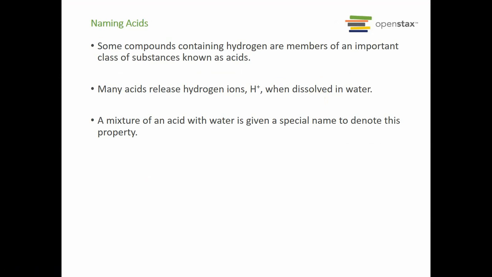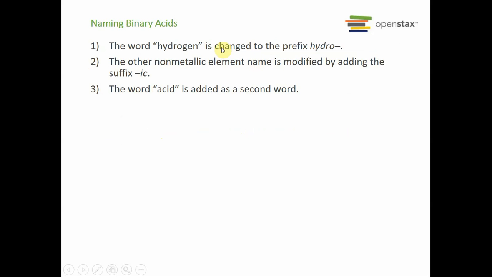Alright. Some compounds containing hydrogen are members of an important class of substances known as acids. Many acids release hydrogen ions when dissolved in water. A mixture of an acid with water is given a special name to denote this property. The word hydrogen is changed to the prefix hydro. The other non-metallic element is modified by adding the suffix "ic." The word acid is added as a second word.